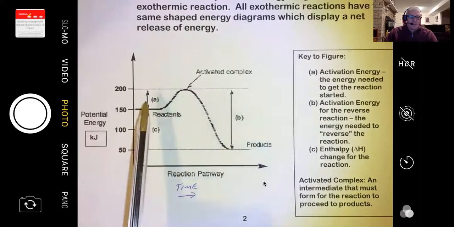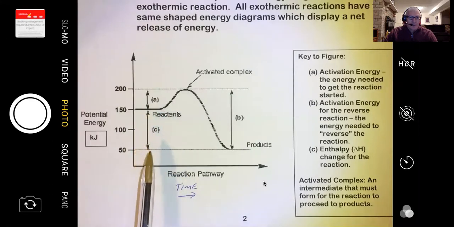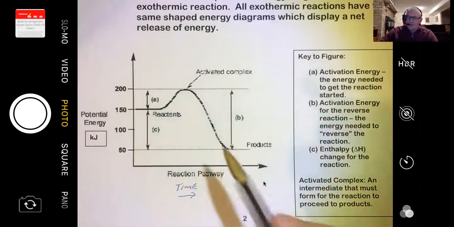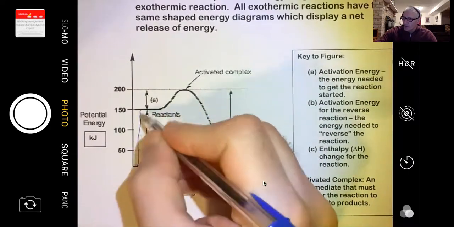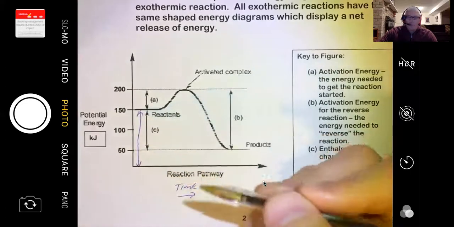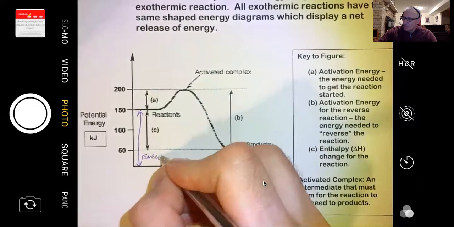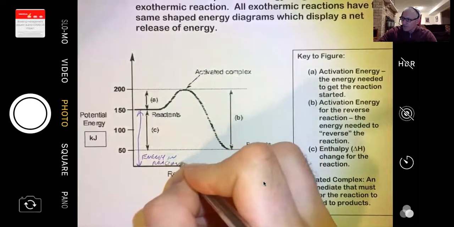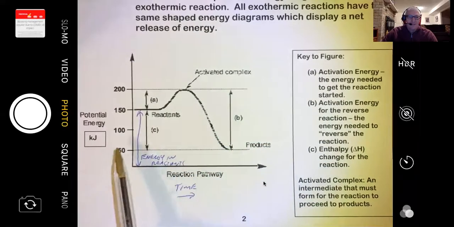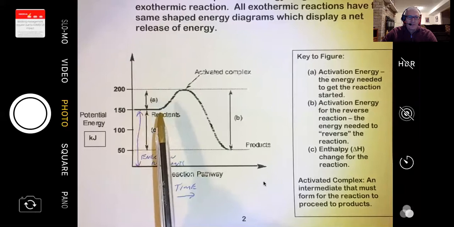So at first, the reactants have a certain amount of energy. So this right here, actually, I'm going to draw on this a little bit. This right here, all the way from the bottom to the top, represents the total amount of energy in the reactants, because energy is what's on the y-axis. And so we're saying that the reactants have 150 kilojoules of energy right now.